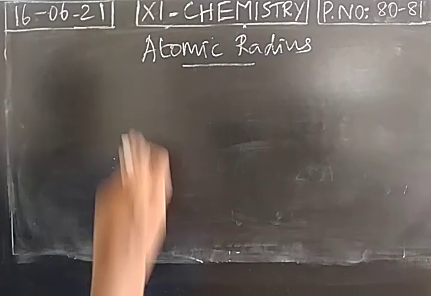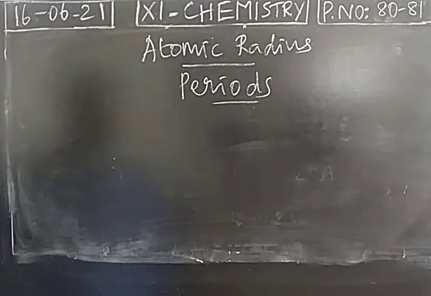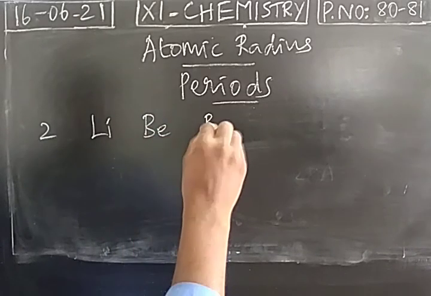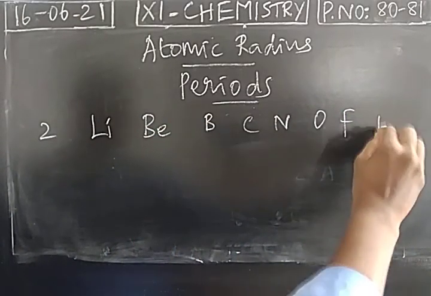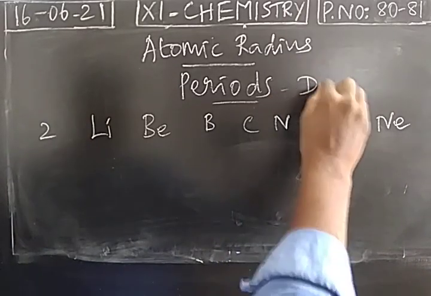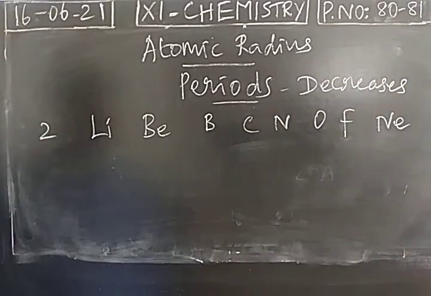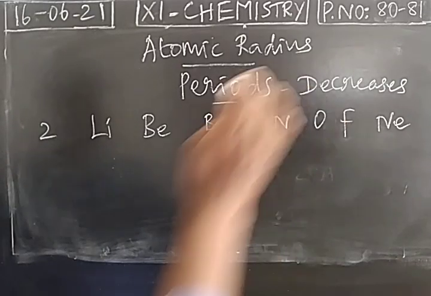We consider first periods. We have totally 7 periods in modern periodic table. What is the variation of atomic radius in period? You take the second period. The elements present in the second period are lithium, beryllium, boron, carbon, nitrogen, oxygen, fluorine, neon. What about the variation of atomic radius? Atomic radius decreases in periods. When we move from left to right in a period, atomic radius decreases.